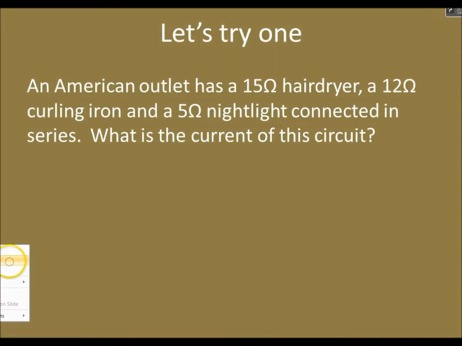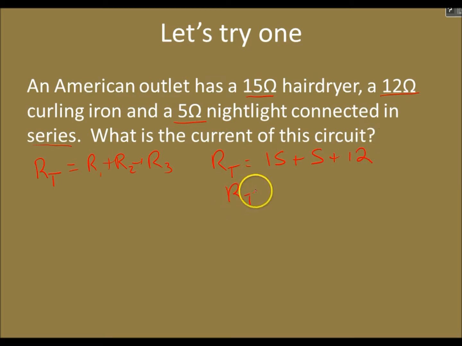Let's see. Now this one actually has two tricks. Let's take a look. First I'm going to find my numbers. 1, 2, 3, all resistors, and they're all connected in series. So first off, I know my total resistance is resistor 1 plus resistor 2 plus resistor 3. So my total resistance is going to be 15 plus 5 plus 12, which means total resistance is going to be 32 ohms.